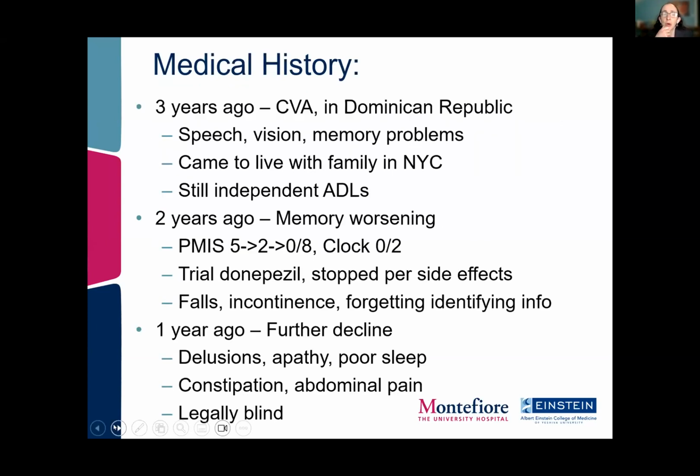Just a little bit more background about her to catch you up to where we are now. About 3 years ago, she had a stroke in the Dominican Republic where she was living. That's where she's from. And as a result of the stroke, she developed speech, vision, and memory problems, and so came to live with her family in New York City. At that point, she was still independent with her activities of daily living. She was bathing, dressing, transferring on her own, all of that. And then 2 years ago, when she came to the clinic, it was noted that her memory was worsening.